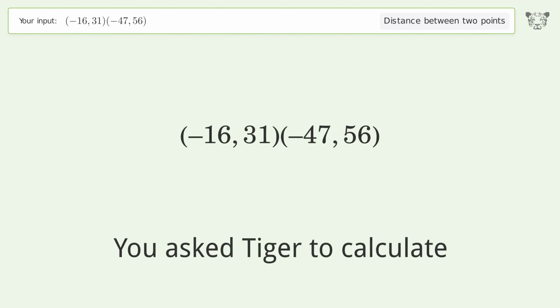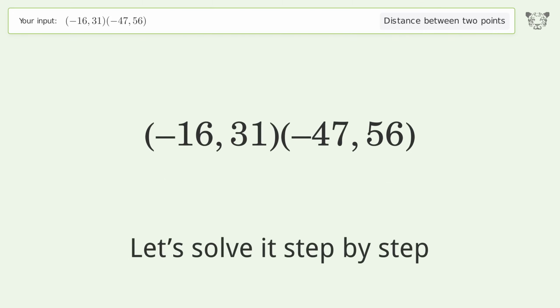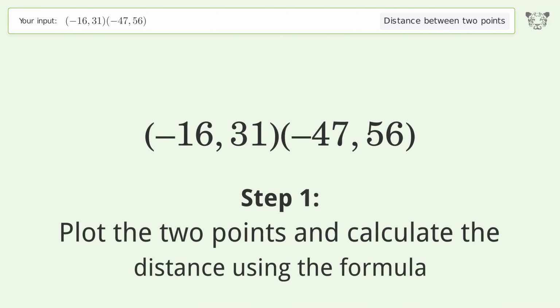You ask Tiger to calculate the distance between 2 points. The distance between the 2 points is the square root of 1586, or 39.825. Let's solve it step by step. Plot the 2 points and calculate the distance using the formula.